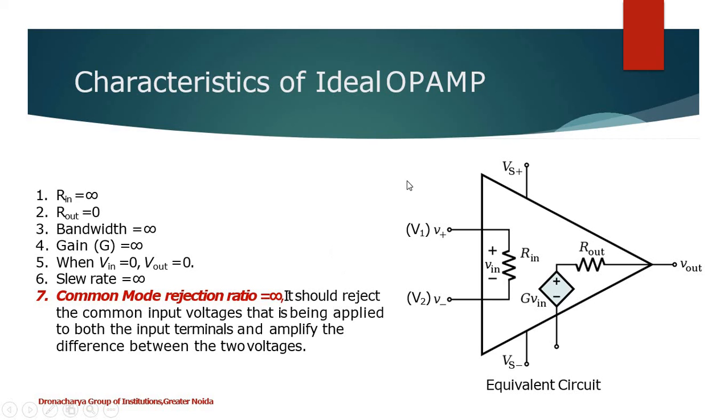Now, these were some of the characteristics: input impedance should be infinite, output impedance should be 0, gain should be infinite, bandwidth should be infinite. When Vin is 0, Vout should be 0, slew rate should be infinite, and CMRR or common mode rejection ratio should be infinite.